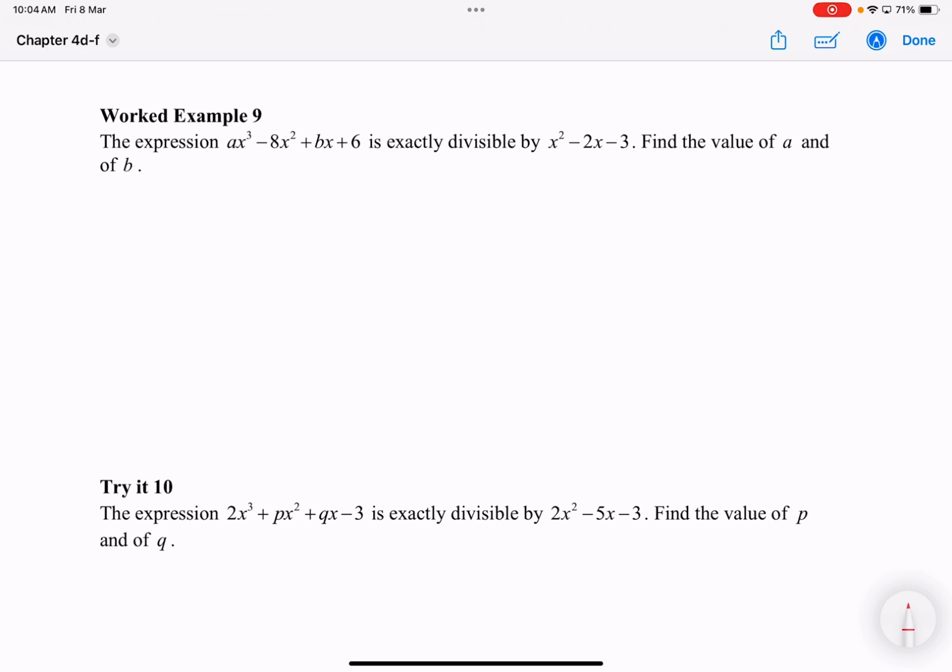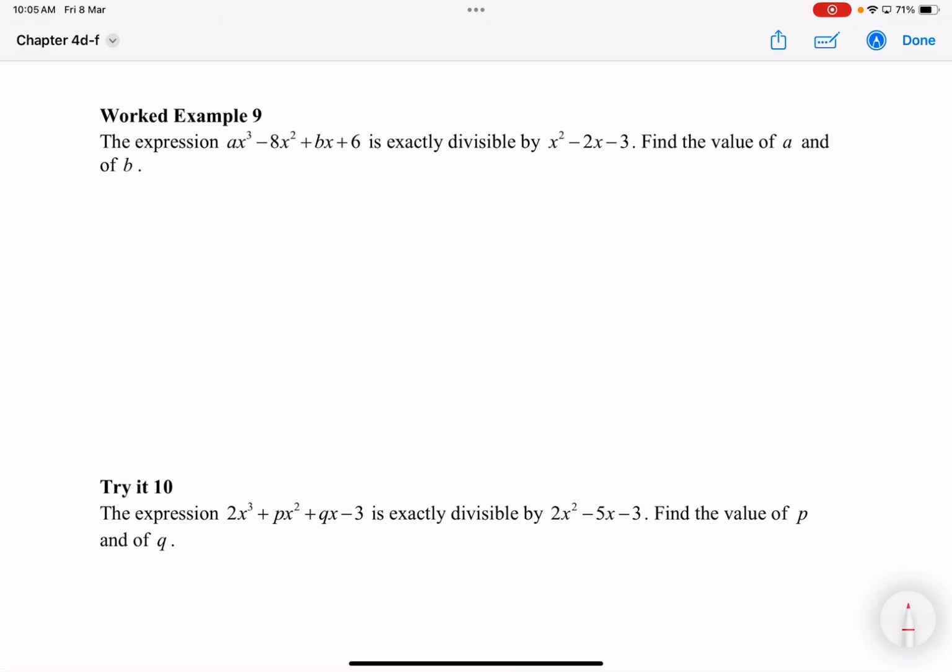Okay, the expression, this whole thing is exactly divisible by x squared minus 2x minus 3. Find the value of a and b. I would say this one is more typical of an exam question that is about 5 marks. The previous one was just a starter question, maybe 2 marks. This one is maybe about 5, or sometimes, if you're lucky, 6 marks. But definitely you will see one of these variations.